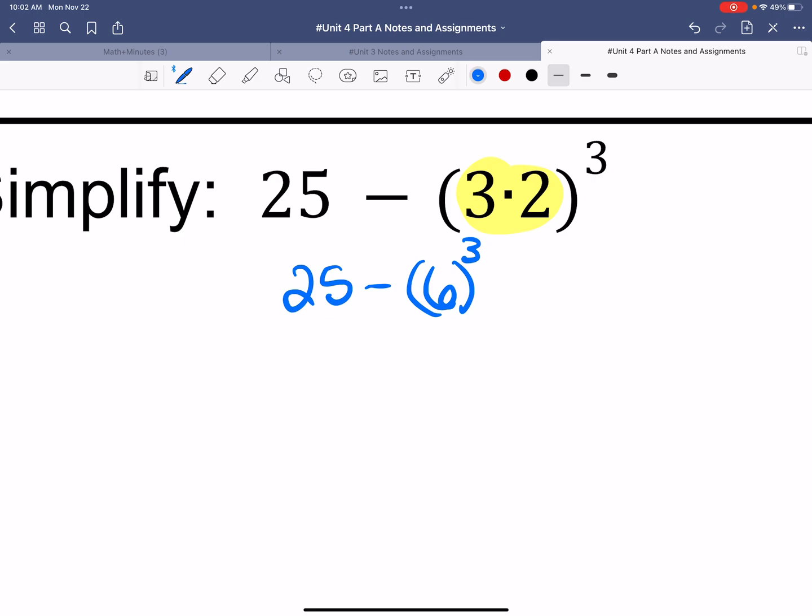Jade, the exponent piece. I want to do this. 6 to the 3rd power, and 6 to the 3rd power gives me, I'm not sure what, 216? 25 minus 216, and this answer has to be what? It has to be a negative. Negative what, Lincoln? 191. 191? Yeah? We're all in agreement on that?